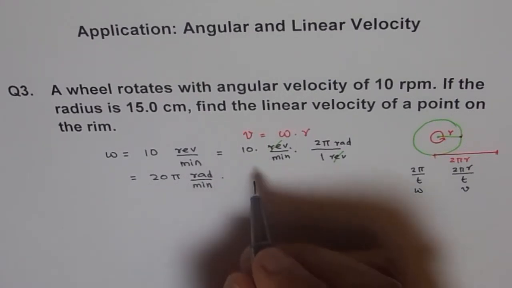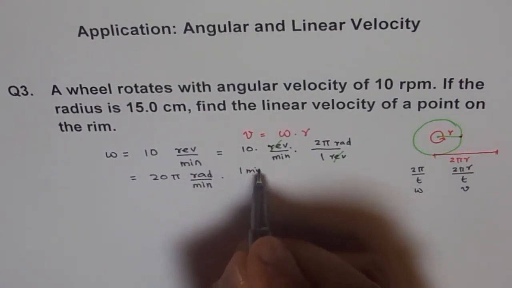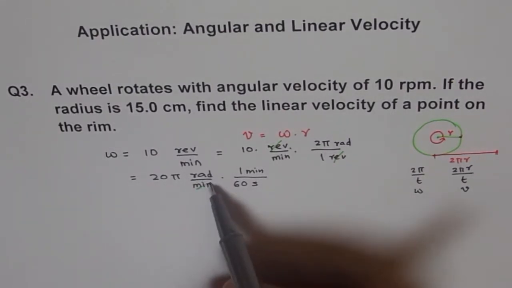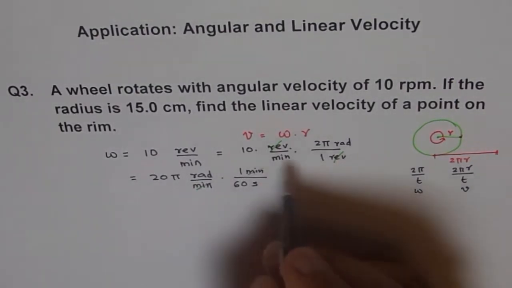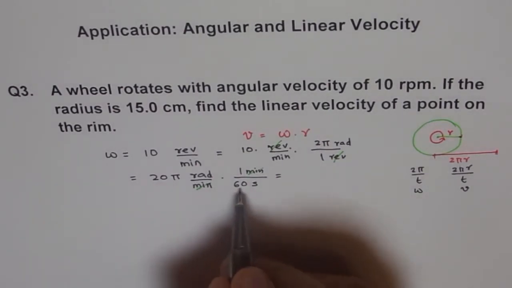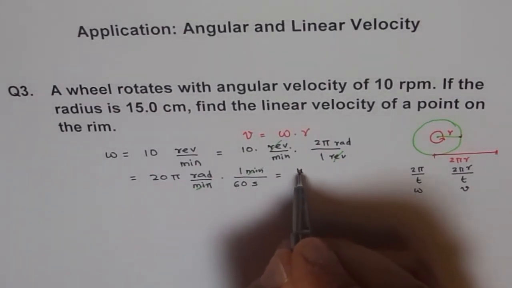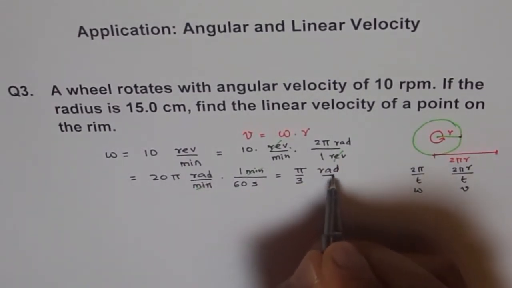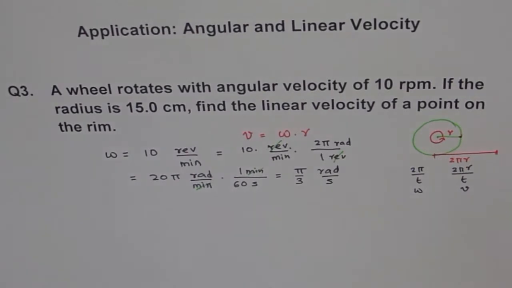So in that case, we get rid of this minute, and instead we want seconds, so 1 minute is 60 seconds, correct? Once we do that, minute and minute will cancel out, and we get 20 by 60, which is 1 over 3, or pi by 3 radians per second. Do you see that? So this is a very simple and straightforward way of converting units, we see how easily we converted revolutions per minute to radians per second.